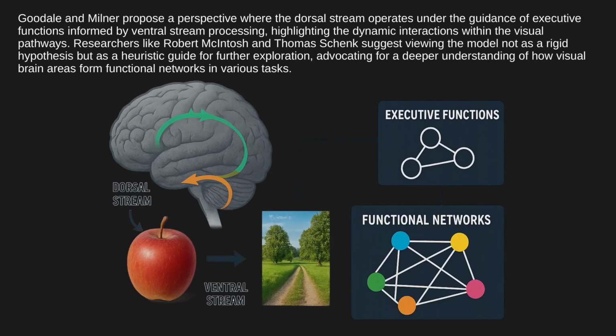Goodale and Milner propose a perspective where the dorsal stream operates under the guidance of executive functions informed by ventral stream processing, highlighting the dynamic interactions within the visual pathways. Researchers like Robert McIntosh and Thomas Schenk suggest viewing the model not as a rigid hypothesis, but as a heuristic guide for further exploration, advocating for a deeper understanding of how visual brain areas form functional networks in various tasks.